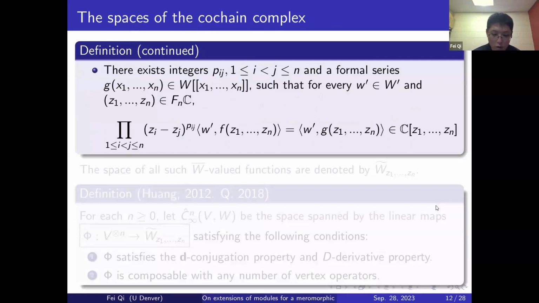The second condition is actually not that important. This condition is mainly used to handle the situation where the module is not grading restricted. Namely, the homogeneous subspaces are going to be infinite dimensional. But we basically require only a formal series, such that evaluating this formal variable into the complex numbers, we are supposed to recover the same rational function. So this is just a technicality to allow modules with infinite dimensional homogeneous spaces.